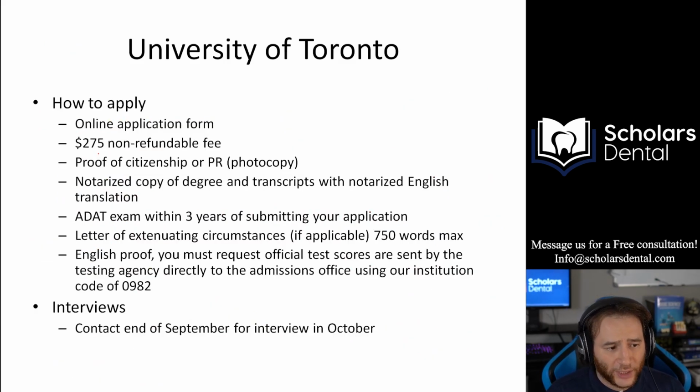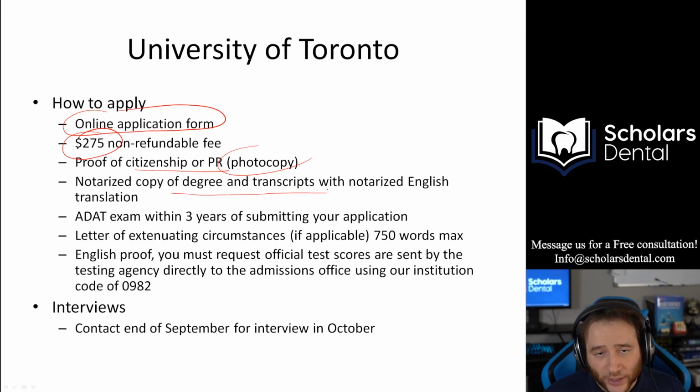So how do you apply? There's an online application form. There's a non-refundable fee of $275. Proof of citizenship and PR, just a photocopy. Maybe it doesn't say notarized, but most likely you need to have it notarized, so I would just do that. Notarized copy of dental degree and transcripts, and if they're non-English, you've got to translate them. If you did the NDEB application, then you should be used to this, right?